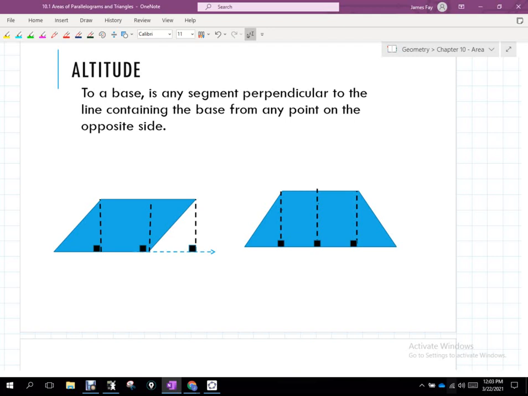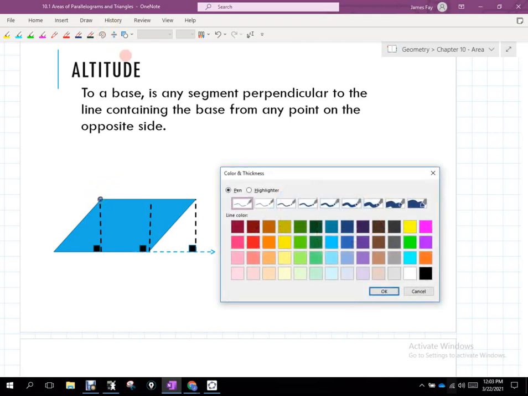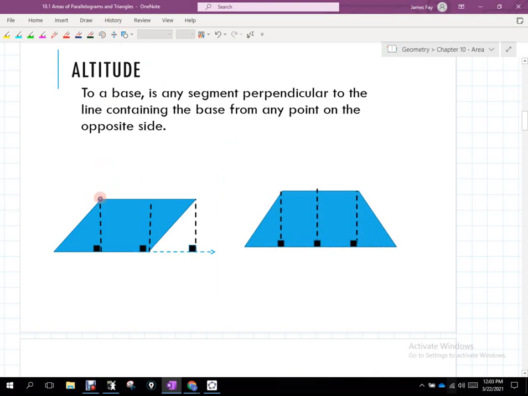Same thing happened on triangles. But for triangles, we don't have opposite sides. We have opposite vertices. Vertices are opposite of sides. So we go from a vertex perpendicular to the opposite side. But here, this is our parallelogram over here on the left, I can start anywhere on this side. So we're going to start at A and go perpendicular to the opposite side. I can start at B and go perpendicular to the opposite side.